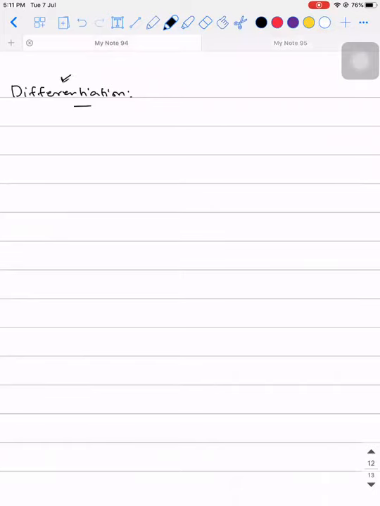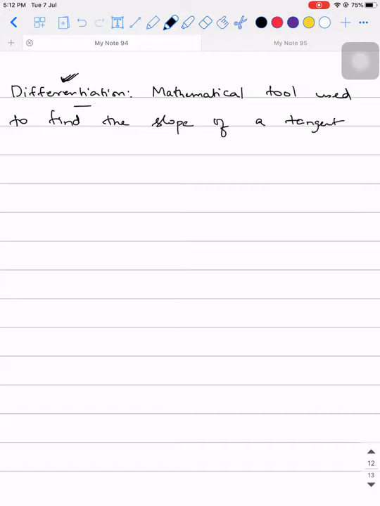So differentiation is one of the mathematical tools, or I can write it as a mathematical tool used to find the slope of a tangent. Slope of a tangent to the curve at a given point. Write it down, I'll explain what it means.